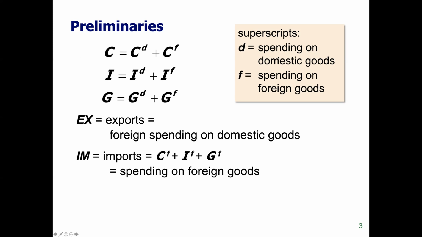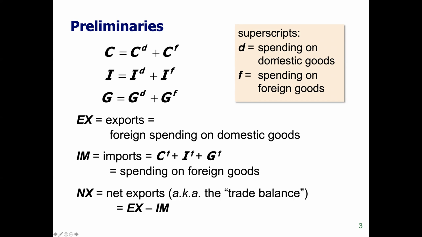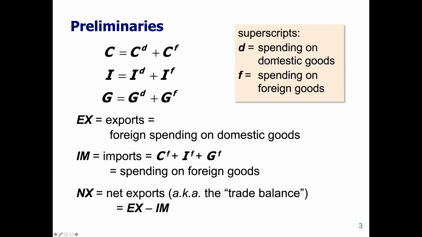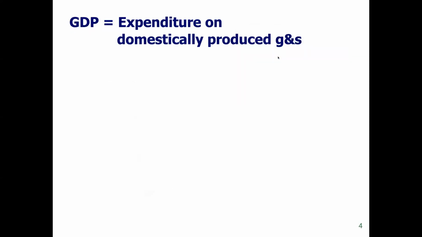Imports is U.S. spending, or the domestic country spending on foreign goods. And net exports is the difference. Net exports simply means exports minus imports. And there's going to be a lot of different names for net exports. Sometimes it's called the trade balance, or trade surplus. You could also say if it's positive, it's a trade surplus. If net exports is negative, that's a trade deficit, as it's sometimes called.